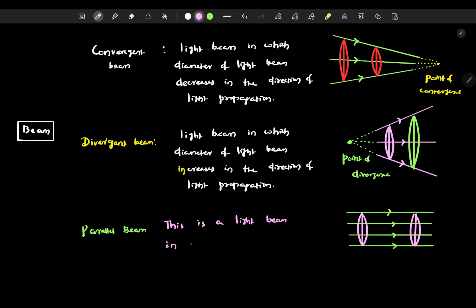in which all the rays, or simply you have to write this is a light beam in which diameter of the beam remains same throughout propagation of light.